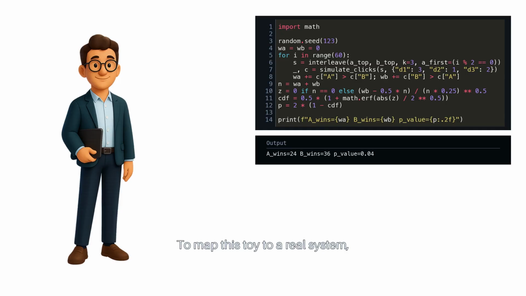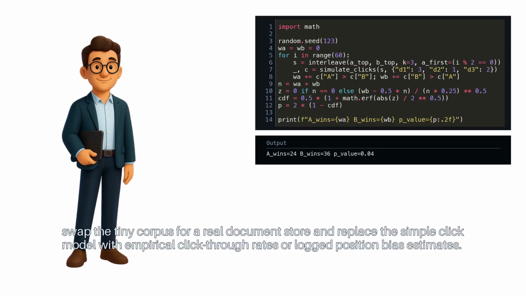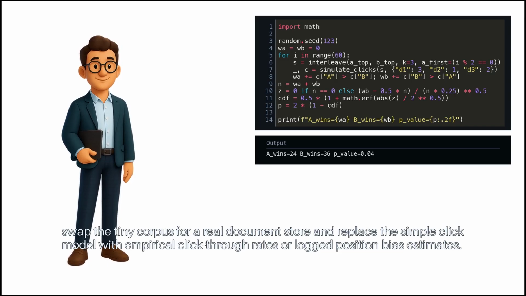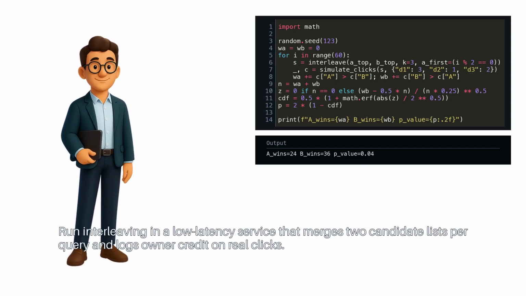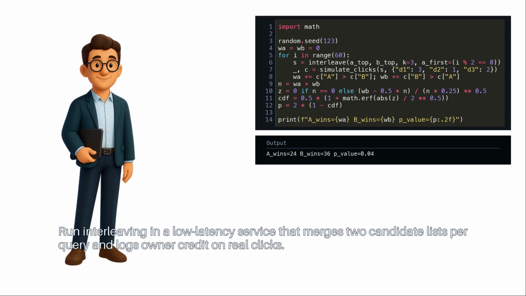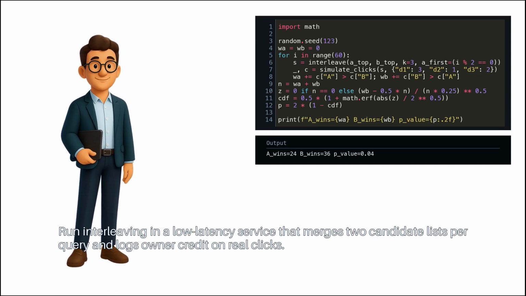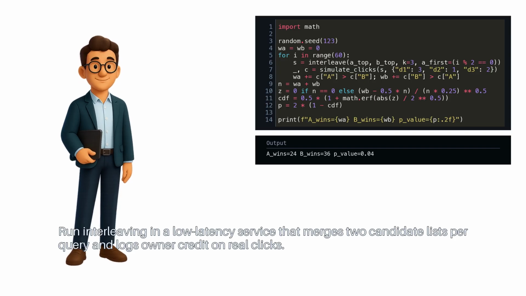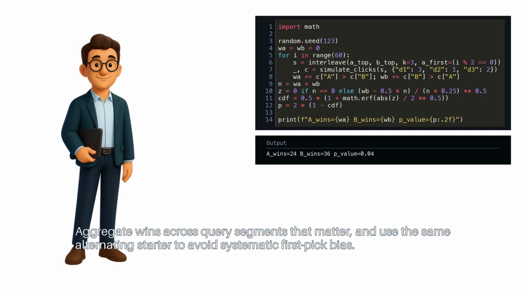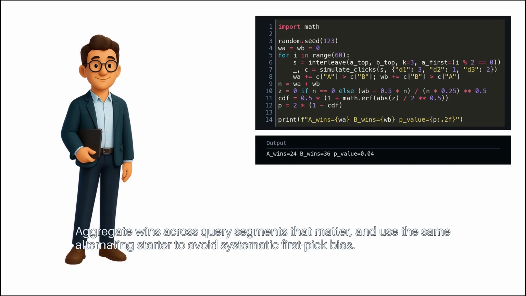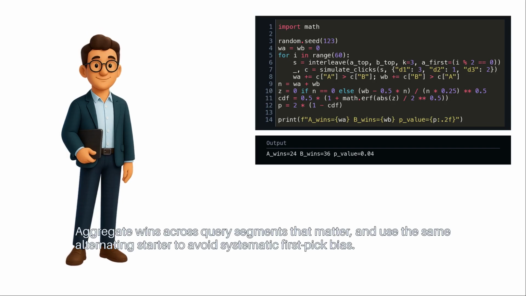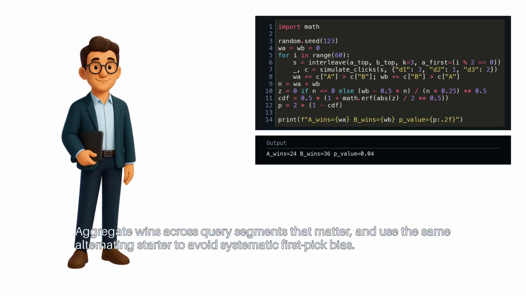To map this toy to a real system, swap the tiny corpus for a real document store and replace the simple click model with empirical click-through rates or logged position bias estimates. Run interleaving in a low-latency service that merges two candidate lists per query and logs owner credit on real clicks. Aggregate wins across query segments that matter, and use the same alternating starter to avoid systematic first pick bias.